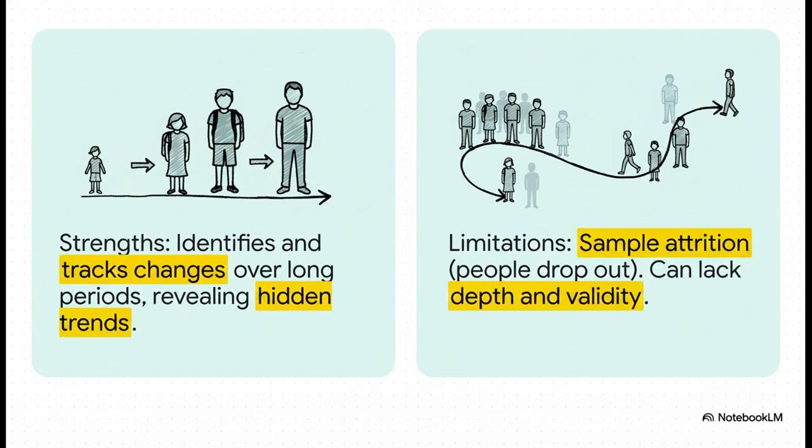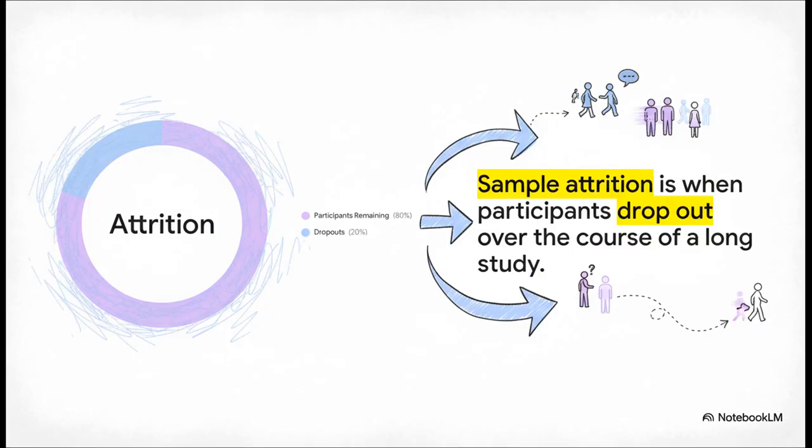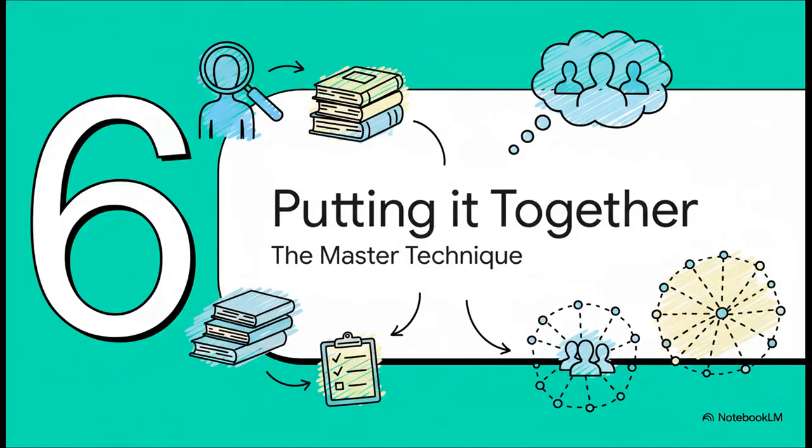But wow, the challenges are huge. These studies are incredibly expensive. They take a massive long-term commitment, and they have one giant weak spot, something called sample attrition. Sample attrition is just a fancy term for people dropping out. Over the years, people move, they lose interest, or they might pass away. The longer a study goes on, the more your original group shrinks, and that makes it really tough to know if your results are still accurate. So, we've got all these different tools, and every single one has its own strengths and its own limitations.